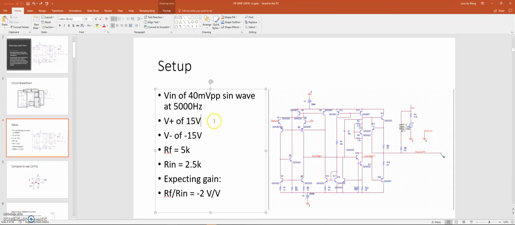I'm going to use a 40 millivolt peak-to-peak sine wave with a 5000 Hz input, and I'm going to supply the circuit with plus and minus 15 volts. I'm going to use a 5K feedback resistor and a 2.5K input resistor. So we're expecting a gain of -2 since we're feeding this to the negative terminal of the circuit.